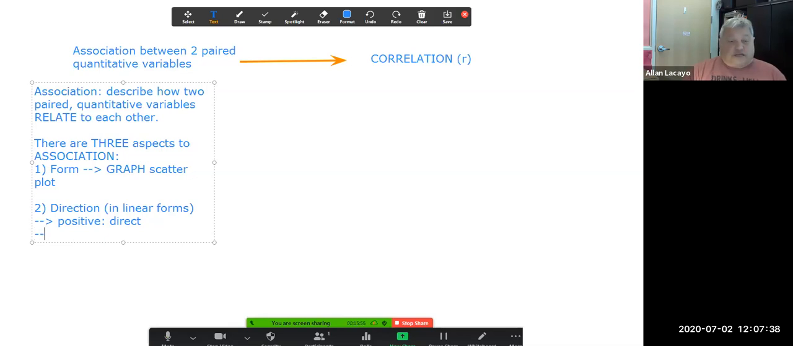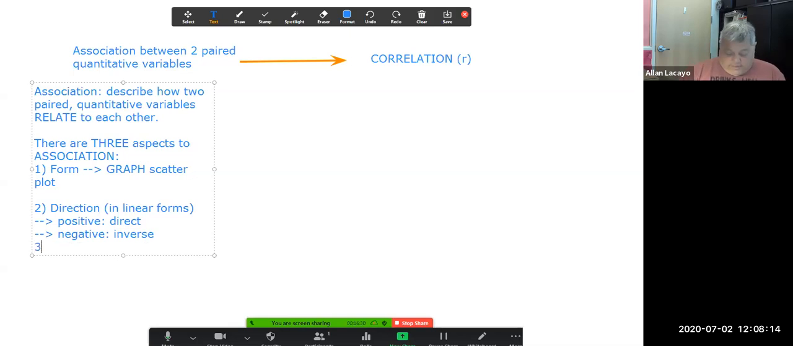Or we could also be talking about two variables that in a linear form have a negative association, and negative association is descriptive of inverse relationships between two variables. So when one variable is seen to be above its mean or average, the other one would be below its mean or average, and vice versa. In other words, they move in opposite ways. So those are the two particular directions of association that we will be examining in linear forms.